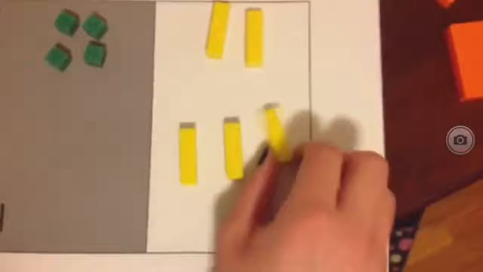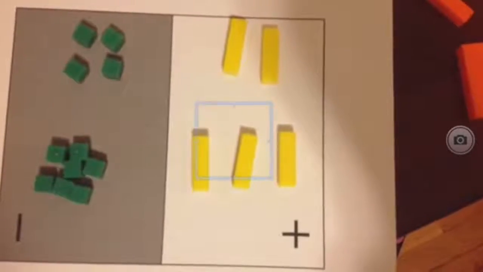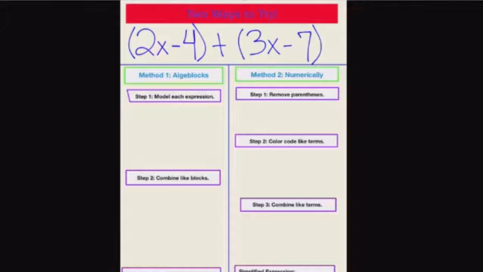Now I'm going to show 3x minus 7. So I'm going to take 3 x's and put them over on my positive side here, and I'm going to take 7 green cubes and put them over on my negative side here. So again, I've got 3x minus 7 showing on the bottom here. Go ahead and take a picture, and drop that into GoodNotes.